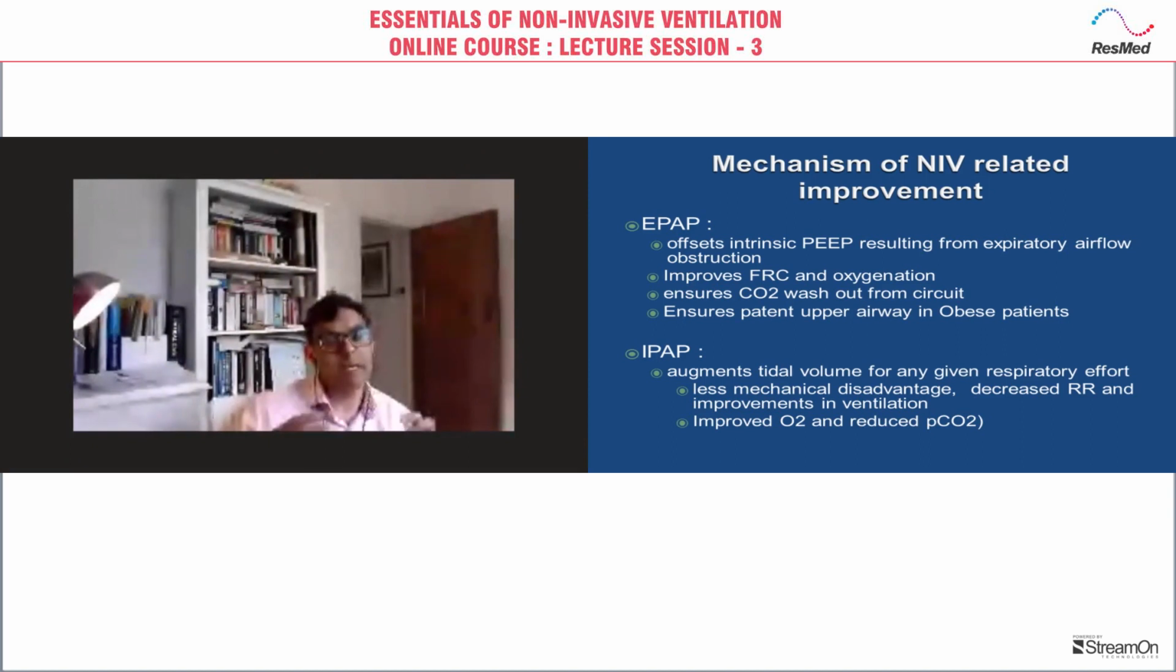So EPAP means expiratory positive airway pressure. To give that, there has to be fresh gas flow through the circuit during exhalation, and that helps wash out CO2 through the exhalation port. In addition to these, particularly in obese patients and patients with unstable upper airway, providing EPAP makes sure that you have a patent upper airway. So that was EPAP. Now what about IPAP?